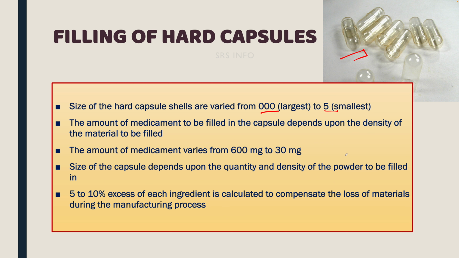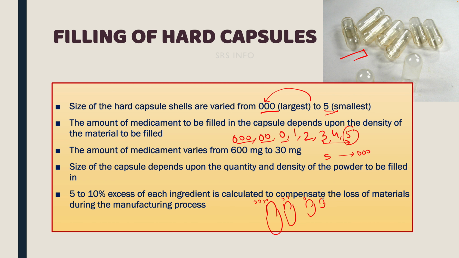That means the smallest capsule shell is of the size number 5, and the largest capsule will be of the size 000. The size of the capsules varies from 000 to 5, and the largest size is 000, then 00, 0, 1, 2, 3, 4, 5. Okay, the 5 is the smallest size. For example, suppose this is 000, this is 00, this is 0, this is 1, like that.